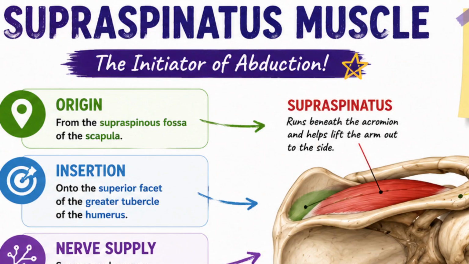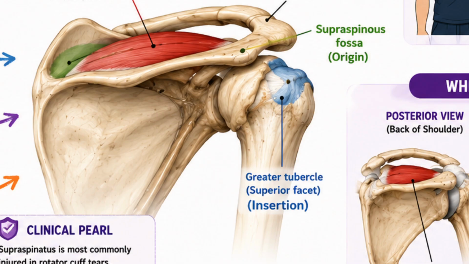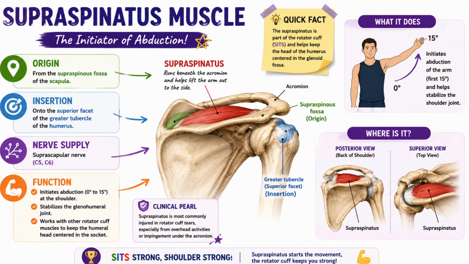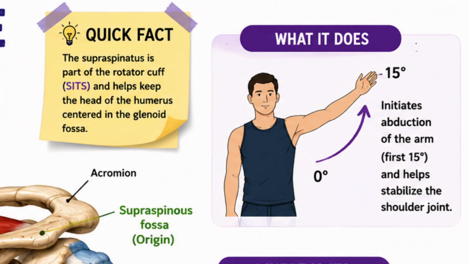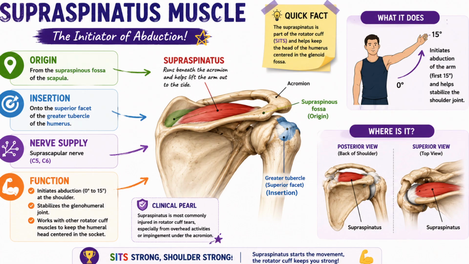So let's start with the supraspinatus. It is located above the spine of the scapula in the supraspinous fossa. It originates from the supraspinous fossa and inserts on the greater tubercle of the humerus, and it is innervated by the suprascapular nerve. The supraspinatus initiates shoulder abduction in the first 15 degrees, and after that, the deltoid becomes the prime mover for shoulder abduction.